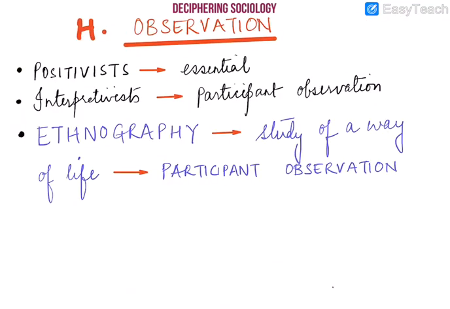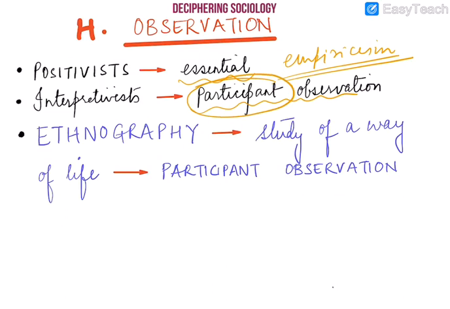Next method is observation. According to positivists, observations are essential. You remember empiricism. Anything which is observed should be studied according to the positivists. So, observation is an important part of sociological research, and interpretivists are in favor of participant observation. They prefer this type of observation.